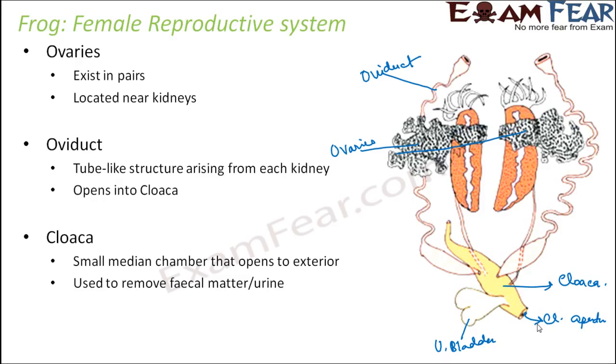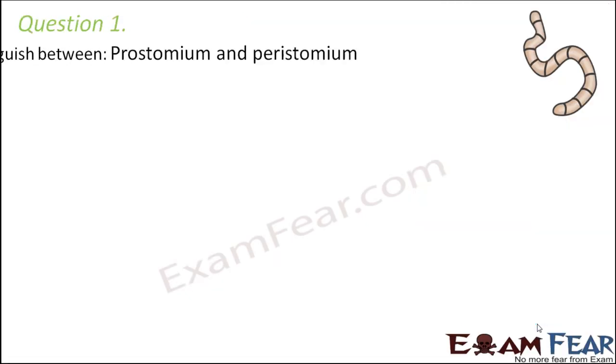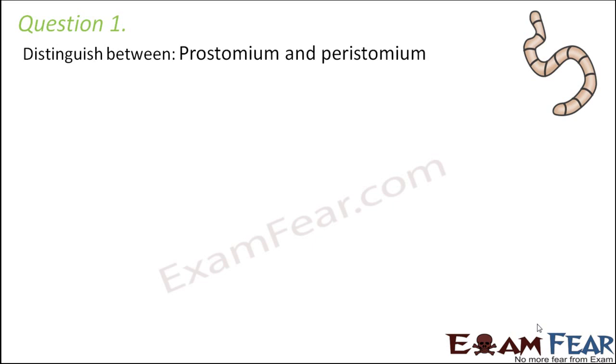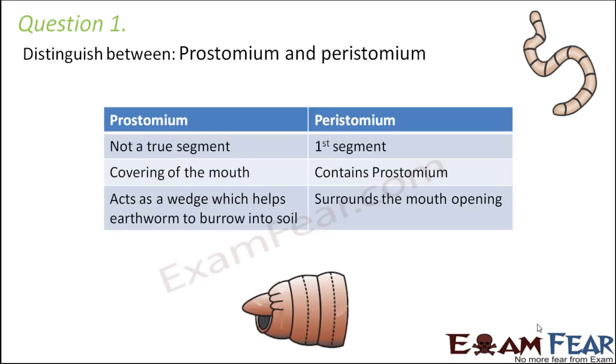But before we complete this lesson, we'll quickly look at some of the questions just to check whether you got it right or not. So let us look at question 1. It says, distinguish between prostomium and peristomium. You remember when I was talking about the segmentation of earthworm, I told you that these two terms look very similar, but they are not the same. When I say peristomium, it is the first segment of the earthworm. But when I say prostomium, it is not at all a segment. It is just the covering of the mouth which is present in the first segment.